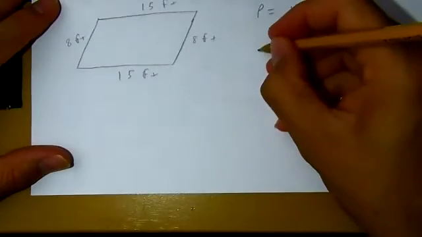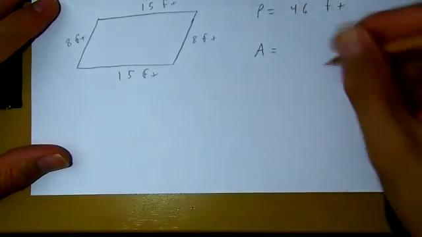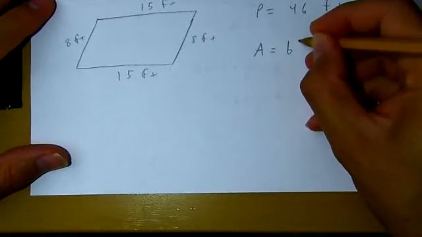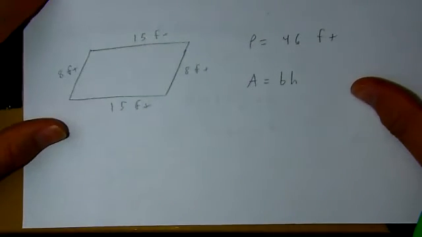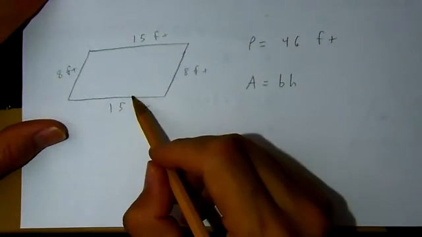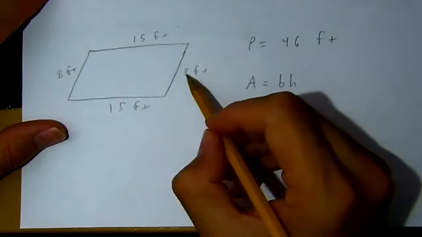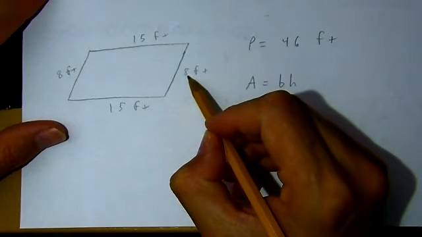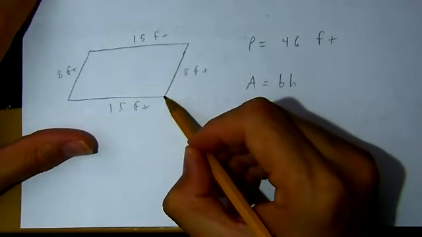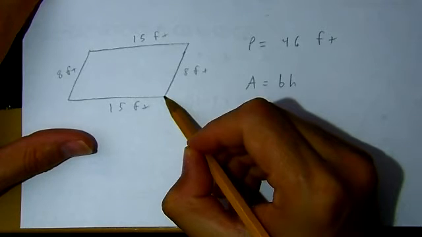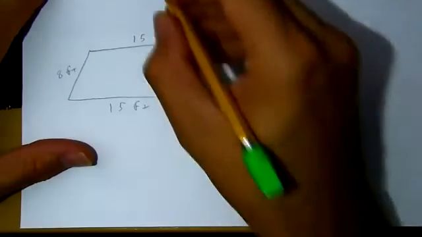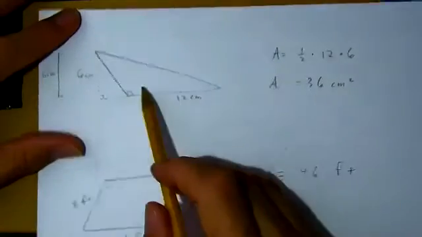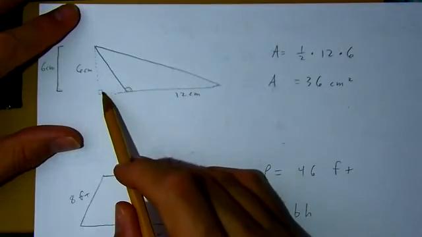Now, if they want the area, you have to do BH, which is the base times the height. Now, just like with the triangles, you cannot use this side and this side for the base and the height because they don't form a right angle. If this was a rectangle, you would use this side and this side, but it's not a rectangle. Just like a triangle like this doesn't have a right angle in it, so we have to make a right angle out to the side.